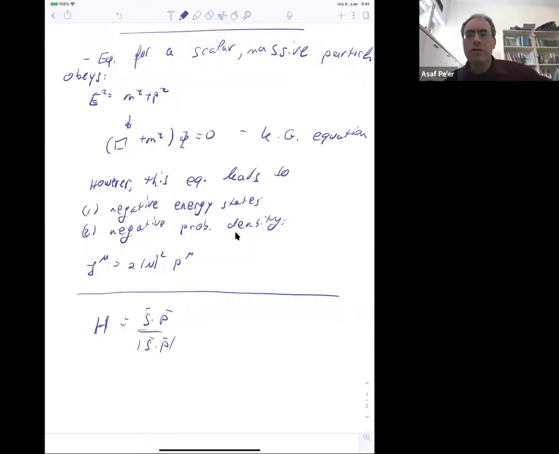Then I do the share screen again, and I'm going to go back again. Helicity is defined as the projection of the direction of the spin on the direction of momentum. This is the definition of helicity.